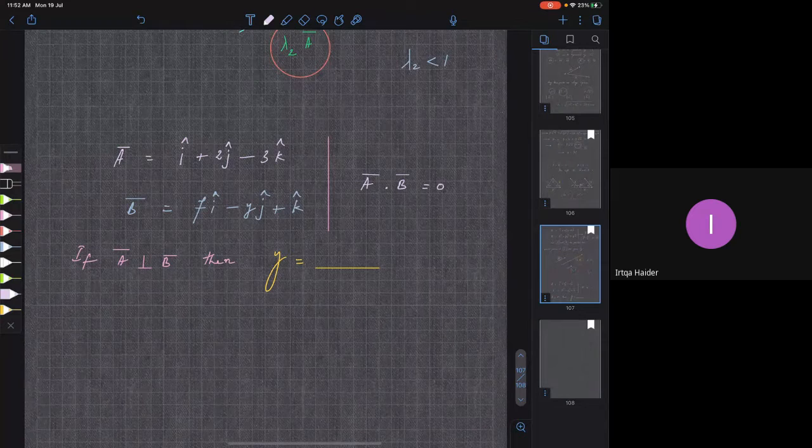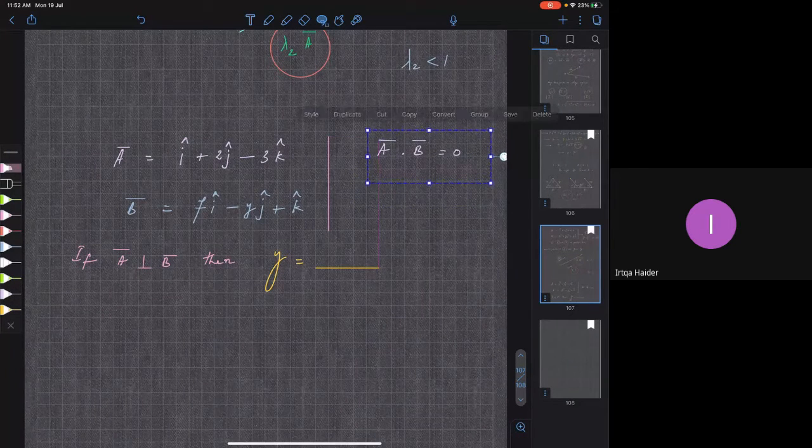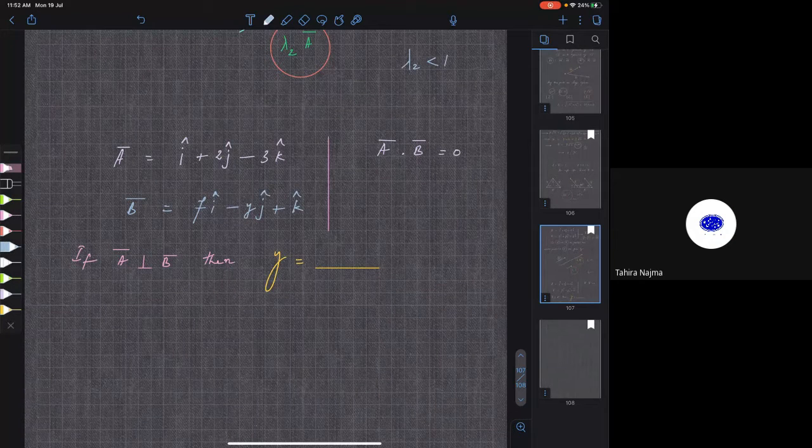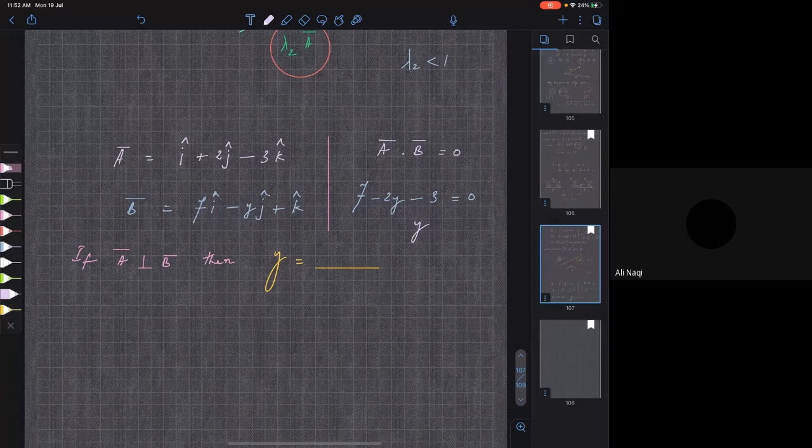So what will be the dot product of these two? 7 minus 2y minus 3 equals 0. So what is y equal to? y equals 2. So the answer is 2. Clear? Yes, sir.